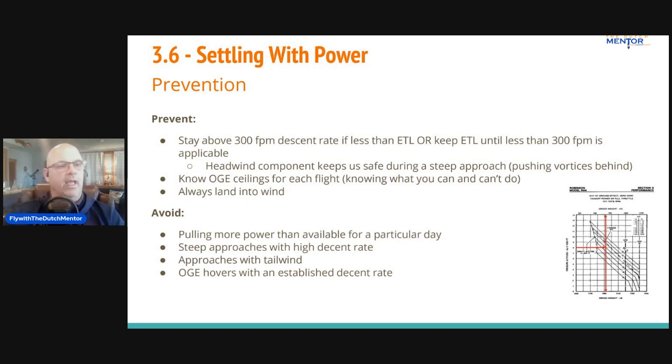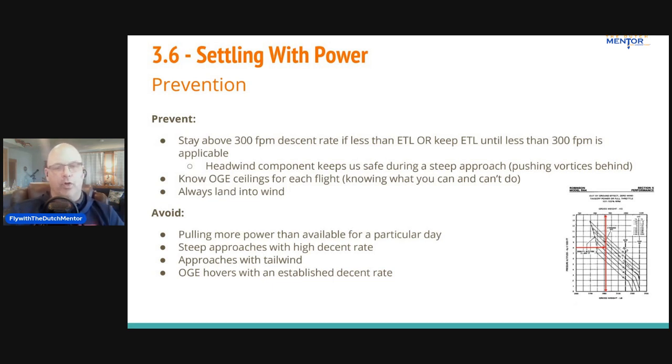Again, what do we want to avoid? We want to avoid pulling more power than available on a particular day. So think about the air density, right? Temperature, winds. We want to avoid any steep approaches with the high descent rate. So again, when you do a steep approach into an airport or a pinnacle, you're better off coming in a little flatter and having a short, steep descent than a prolonged, slow, steep descent.